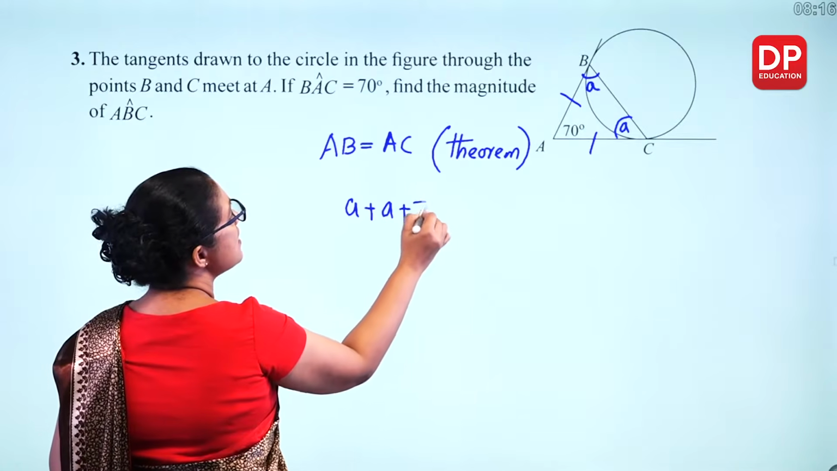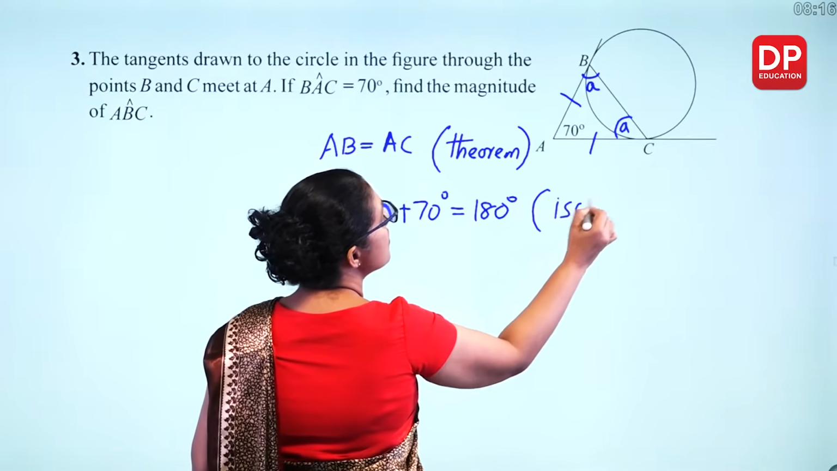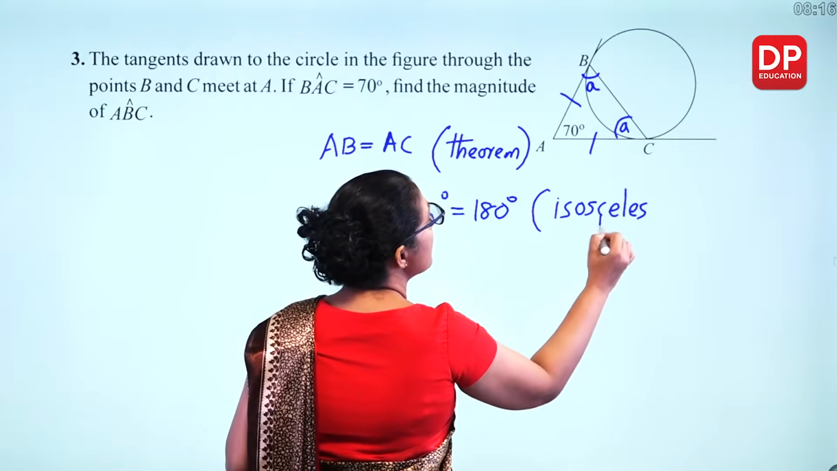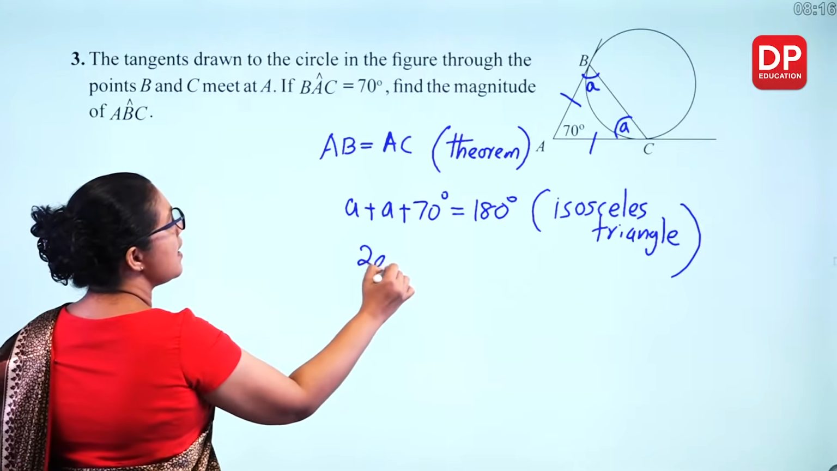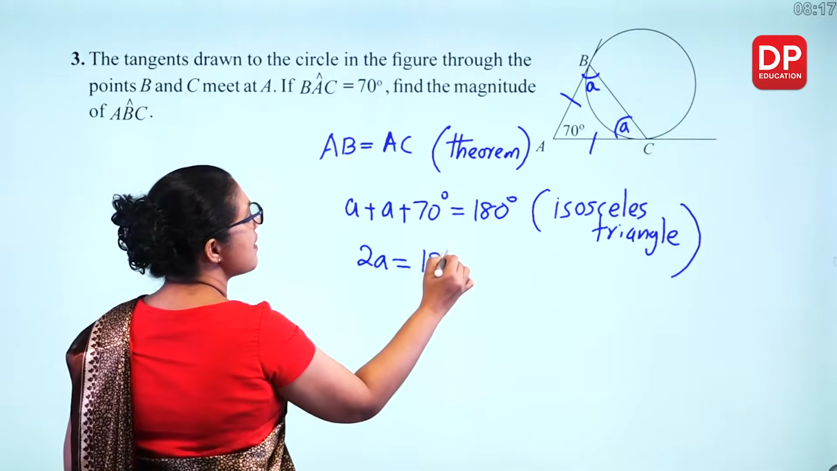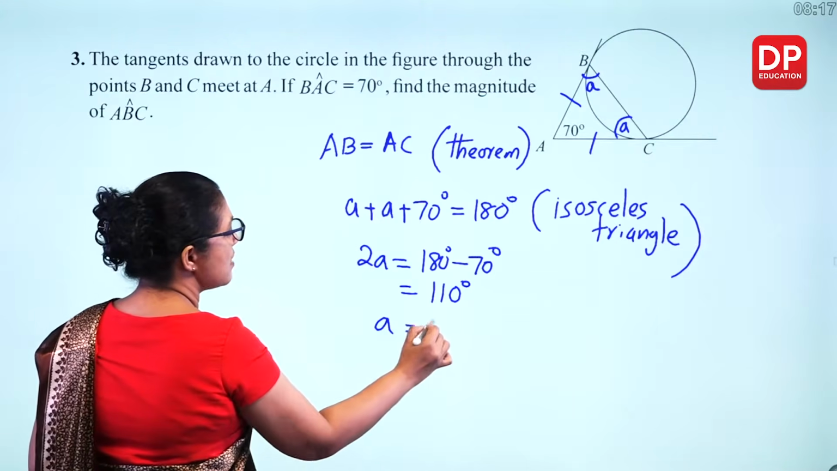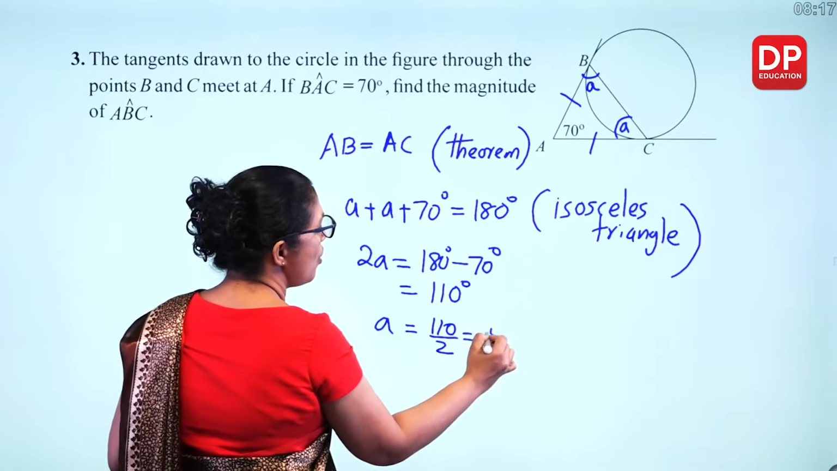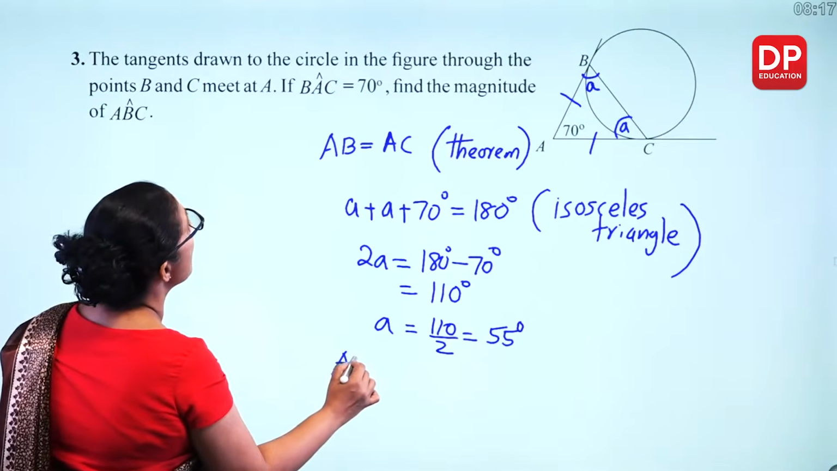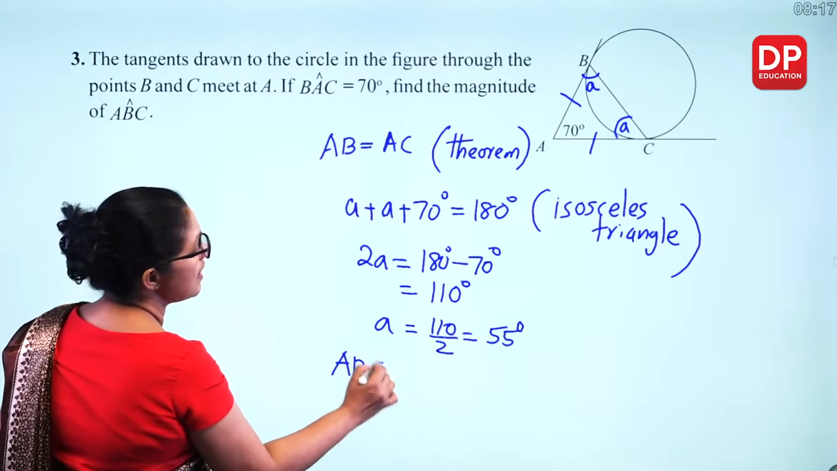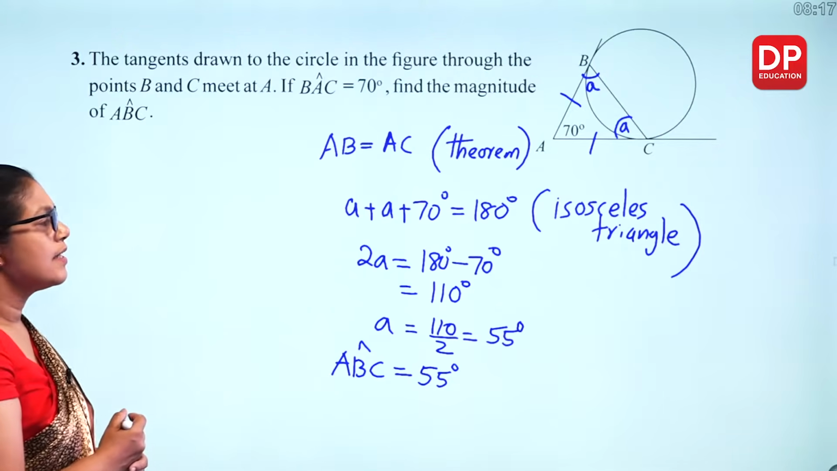So, A plus 70 is 180, isosceles triangle. 2A equals 180 minus 70, that's 110. A equals 110 divided by 2, you get 55. So A is ABC angle. So that's 55 degrees.